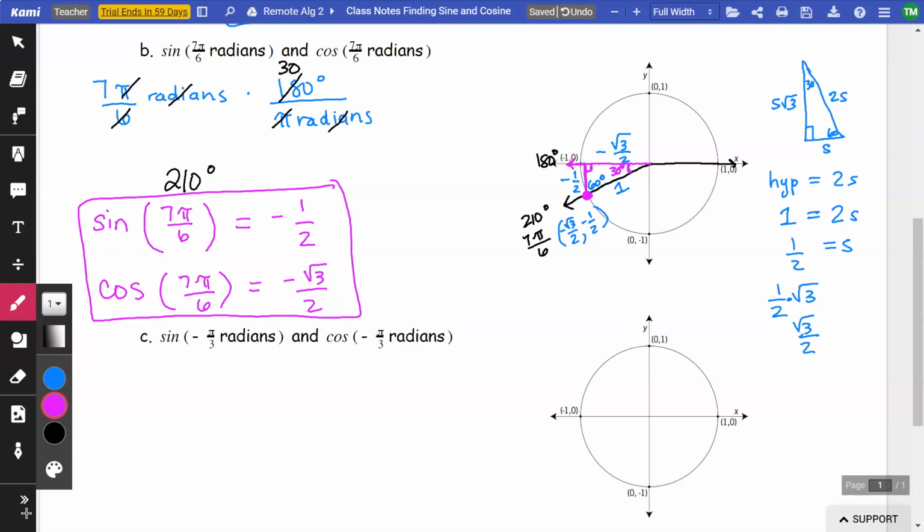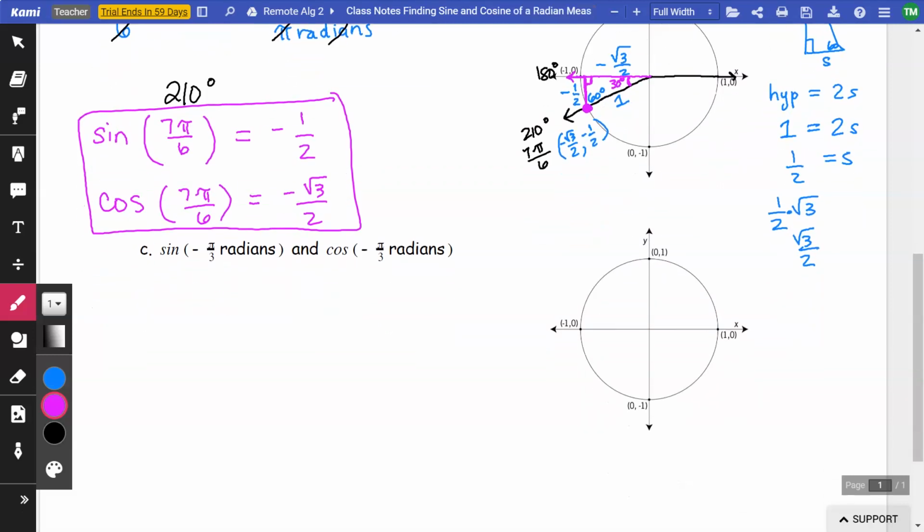So as long as you know the equivalence between the radian value and the degree value of the angle measures, it's super easy, or simple I should say, to figure out what the sine and cosine of those angles are after you already know them from previous work.